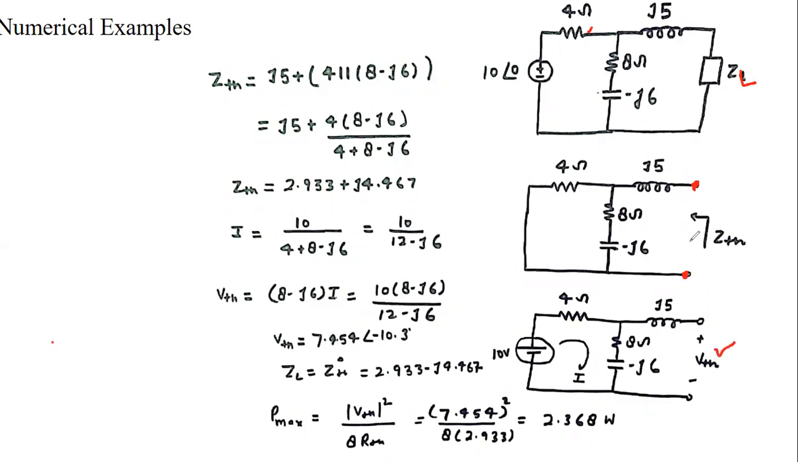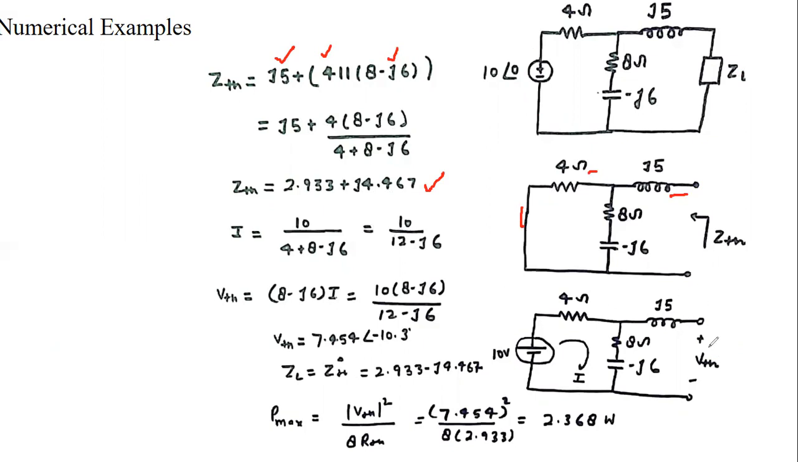So see, what is the value of ZTH? For ZTH, make the voltage source a short circuit. So this voltage source is a short circuit, and the impedance seen from this terminal is j5. So this is my first impedance j5, and there are two parallel branches, 4 parallel with 8 minus j6, and when we solve this, ZTH becomes equal to 2.933 plus j4.467.